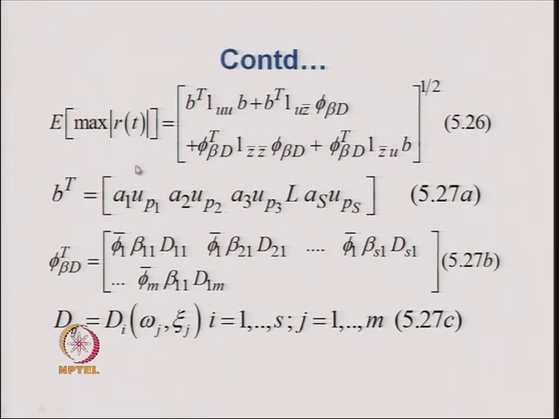Now let me explain the terms of this BT and phi TBD. A1, A2, A3 are the coefficients of the response, or the pseudostatic coefficients of the response quantity that we have discussed before. UP1 is the peak ground displacement for the support excitation 1. UP2 is the peak ground displacement corresponding to support excitation 2, and so on. In these expressions, phi R1 represents the first mode shape coefficient for the response quantity of interest, which we have discussed before also. Beta 11 is the mode participation factor coming from support 1 to mode 1.